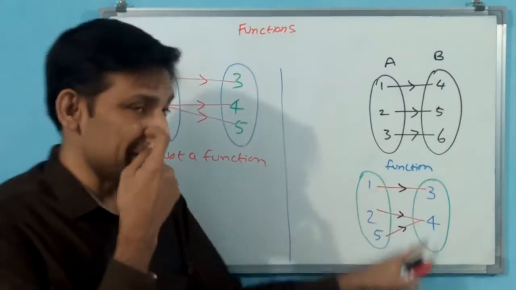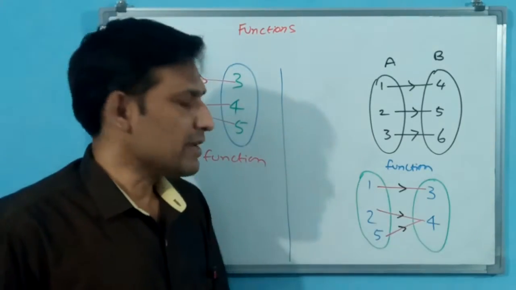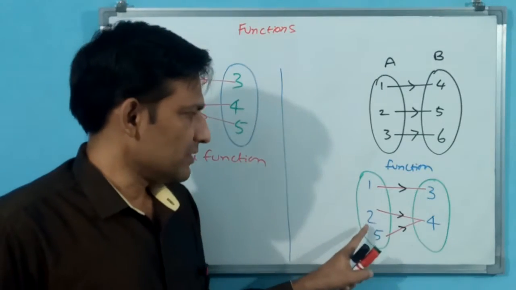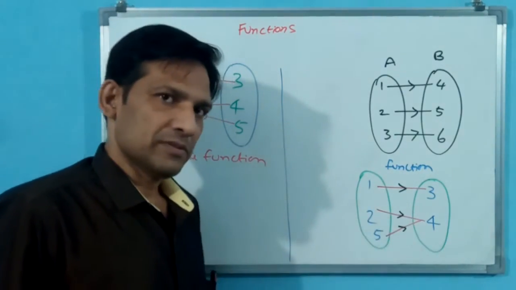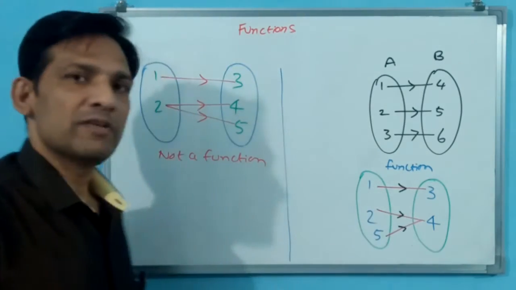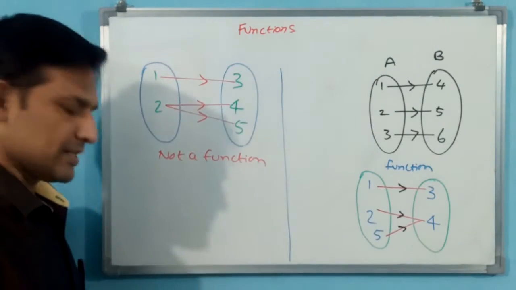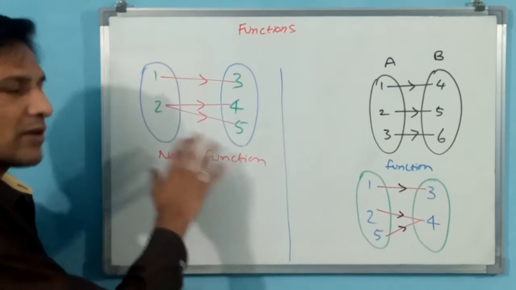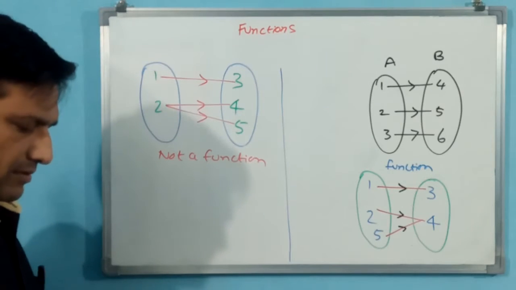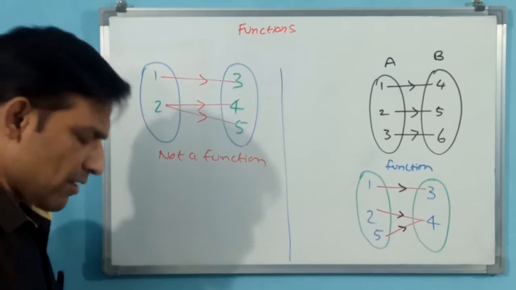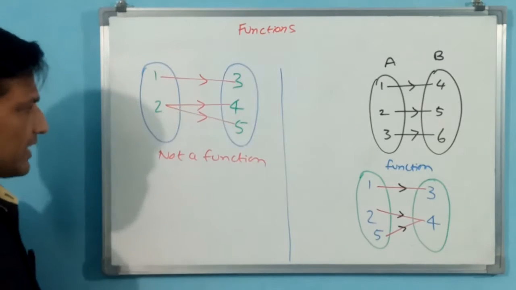That means in the image area, only one image should be there for one element. For 2 it is 4, for 5 it is 4. Okay, that is why this is also a function. You see the definition I have written. Then what is not a function, I am also going to write in another arrow diagram.